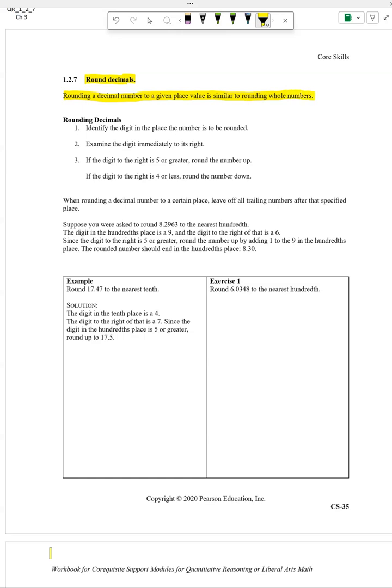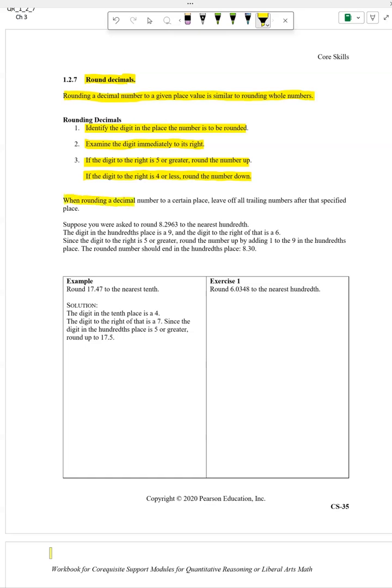So first thing that we're going to do is identify the digit in the place the number is to be rounded. Then we're going to examine the digit immediately to its right, so the number right after it, okay? And if the digit to the right is 5 or greater, we're going to round the number up. And if the digit to the right is 4 or less, then we just keep the number the same, okay?